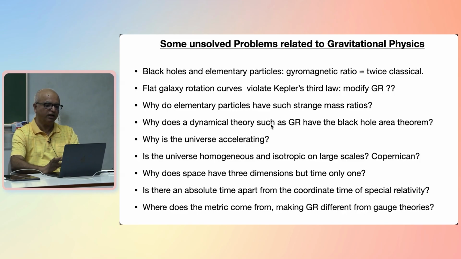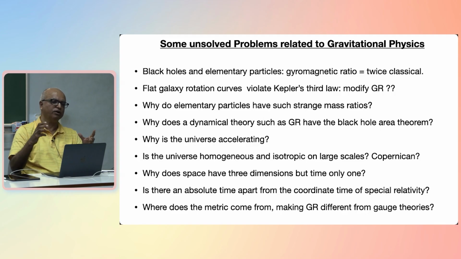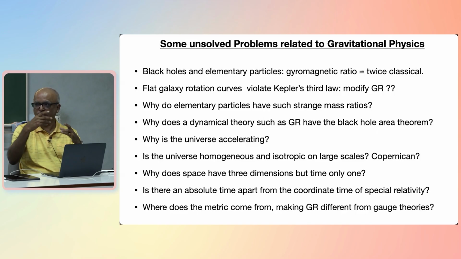So, why does a dynamical theory such as GR have the black hole area theorem? What is the black hole area theorem? Whenever 2 or more black holes collide to form a new black hole, the final area is more than or equal to the sum of the initial areas. That is the black hole area theorem.